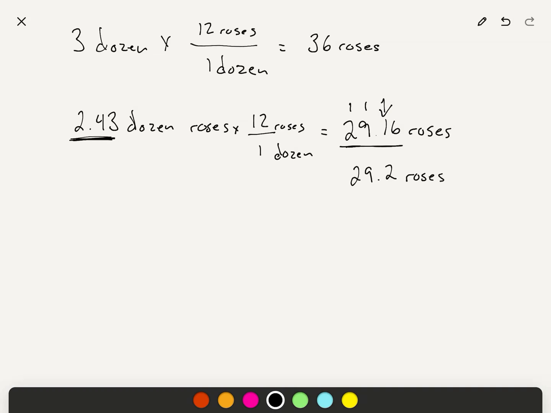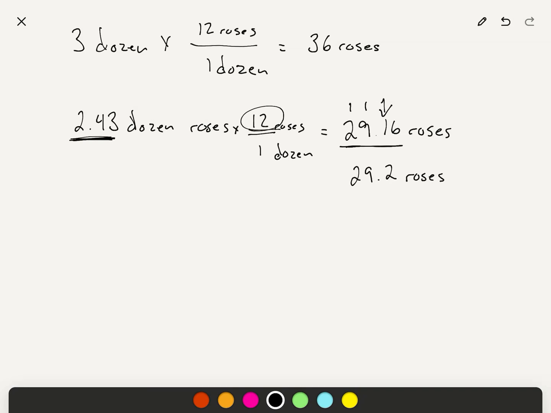29.2 roses. Now, why didn't I use the 12 in my calculation for significant figures? The reason I didn't is because that is a defined number. There is 12 in a dozen. That is the definition. So, since 12 is in 1 dozen, that means that number is 100% accurate and we don't have to take it into consideration of our significant figures.